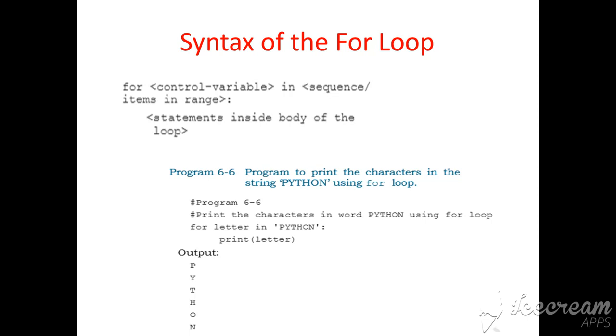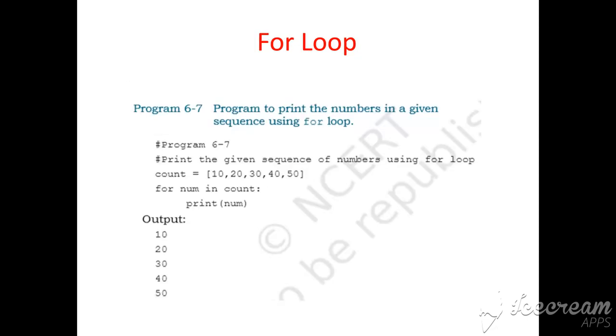In the syntax, for is followed by any control variable like A, B, C, count, letter, anything we can use. Then in, followed by a sequence or items in the range. The next example is a Python program to print the numbers in a given sequence using a for loop. Here count is equal to 10, 20, 30, 40, 50, which is a sequence. Our control variable is num, and we write for num in count.